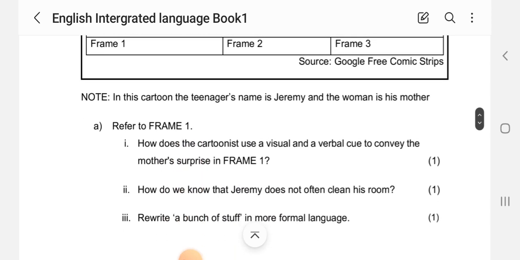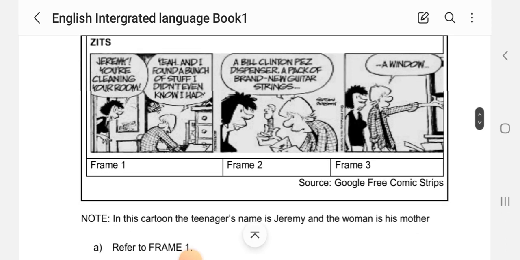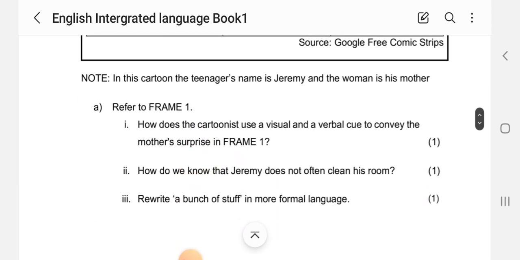That's how we know. So when you're talking about visual and verbal clues, you're just looking at whatever the comic person who wrote the comic decided to use to portray messages. You can see by the mother's expressions in frame 1 exactly what is happening here. She's shouting, her eyes are wide open, her mouth is wide open.